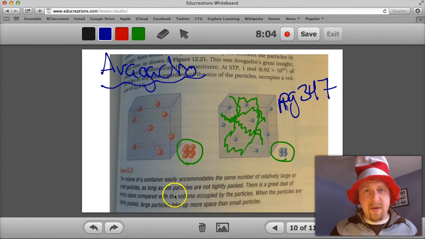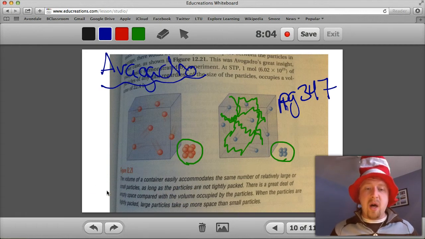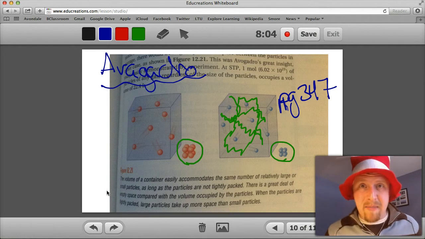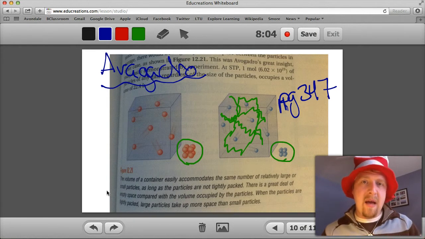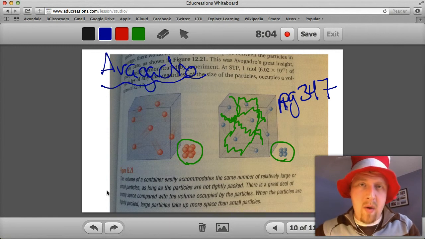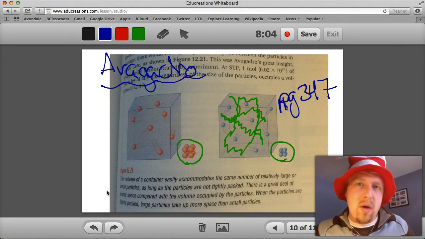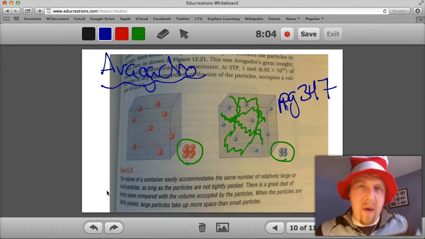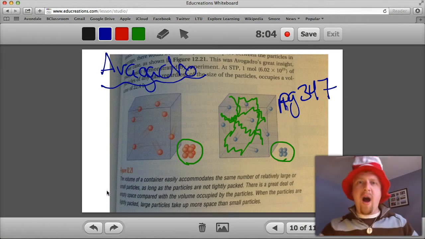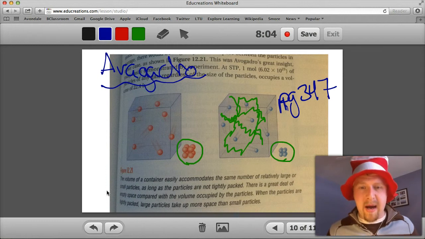The caption says, the volume of a container easily accommodates the same number of relatively large or small particles as long as the particles are not tightly packed. And in a gas, they won't be. If you recall from me throwing ping pong balls around, the particles are not tightly packed. As a matter of fact, if I was in an atom and I wanted to see the next closest atom in a gas, I would have to go a mile away just to see that atom. They are incredibly spread out.